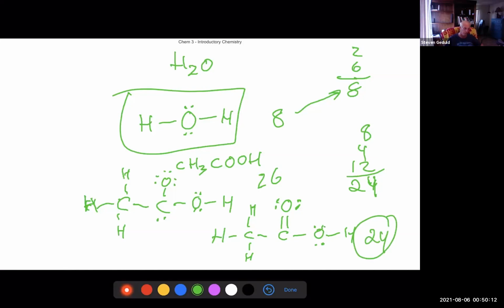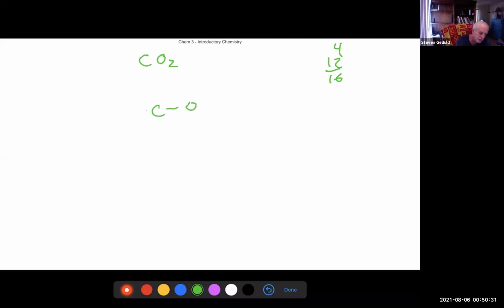Let's do one more. This gives you an idea how to do them. Carbon dioxide. Carbon has 4, oxygen has 6, times 2 is 12, so you have to have 16 valence electrons. So carbon goes in the center, oxygen on each side, make everything have 8.